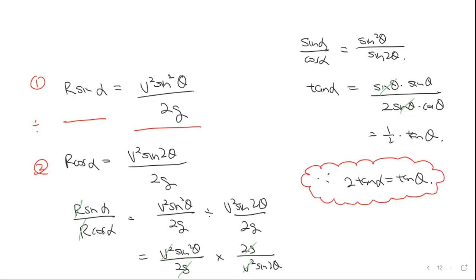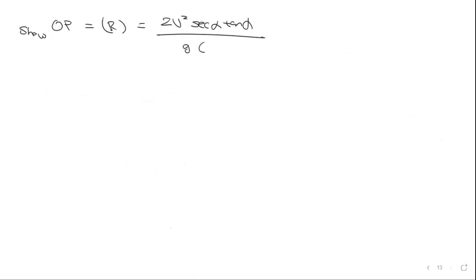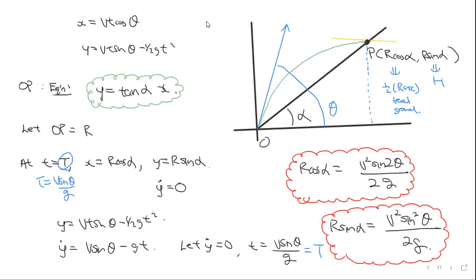So that is part 1. Tan theta equals 2 tan alpha. So now they want you to find OP. So show OP, which we've designated as R ourselves, is equal to 2v squared sec alpha tan alpha over g, 1 plus 4 tan squared alpha. So we've already used these two expressions.